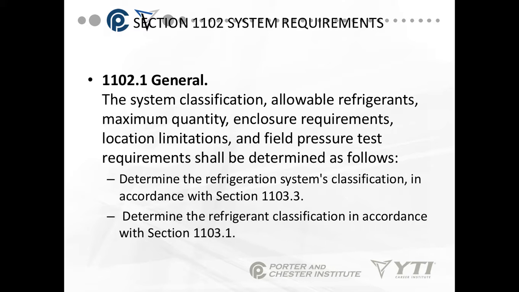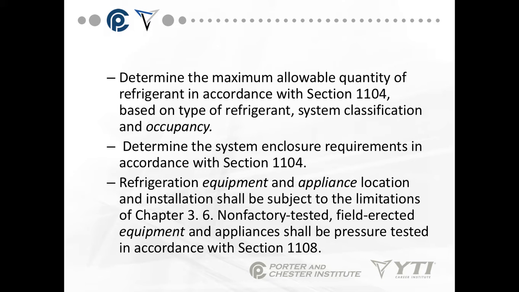1102.1 talks about general refrigeration and system classifications, allowable refrigerants, mechanical quantity, enclosure requirements, and field pressure test requirements. 1104 also talks about occupancy and equipment and appliance locations. It will also refer you back to Chapter 3.